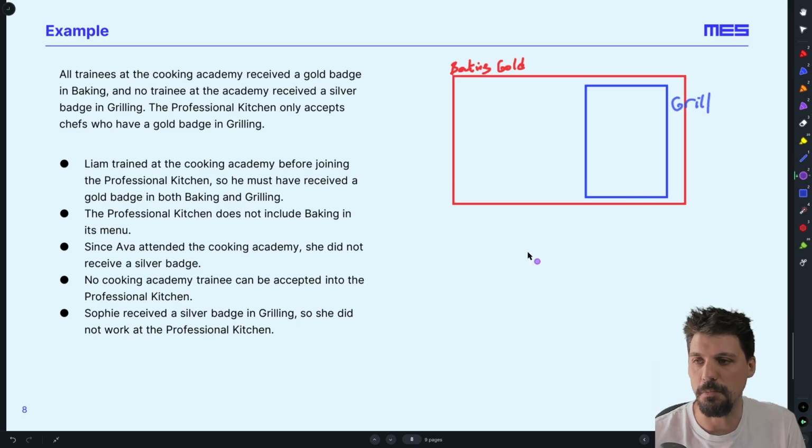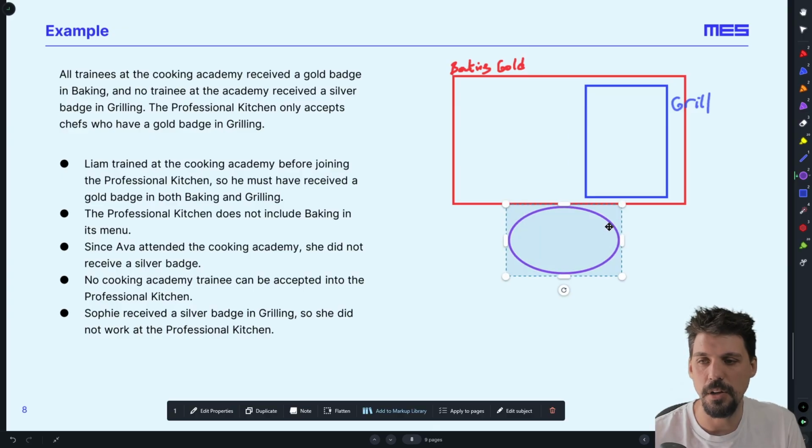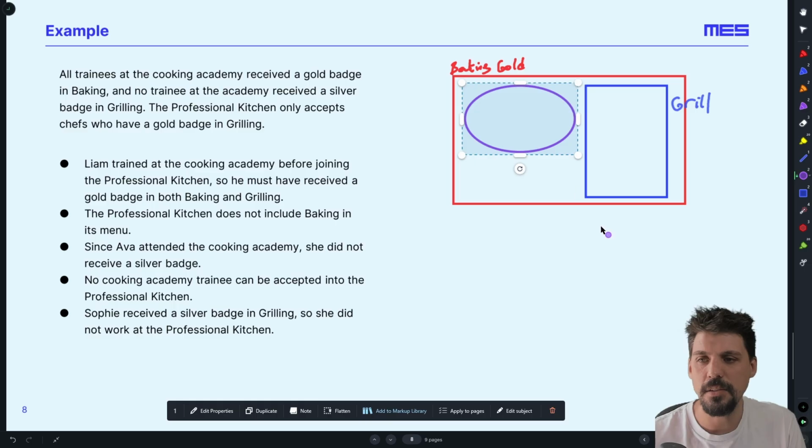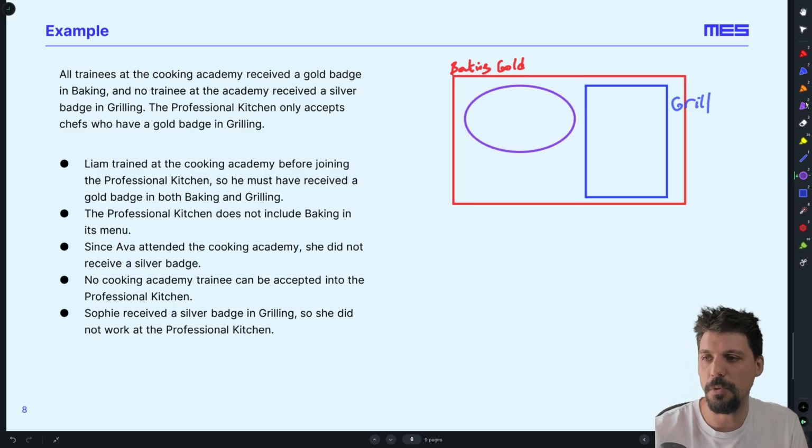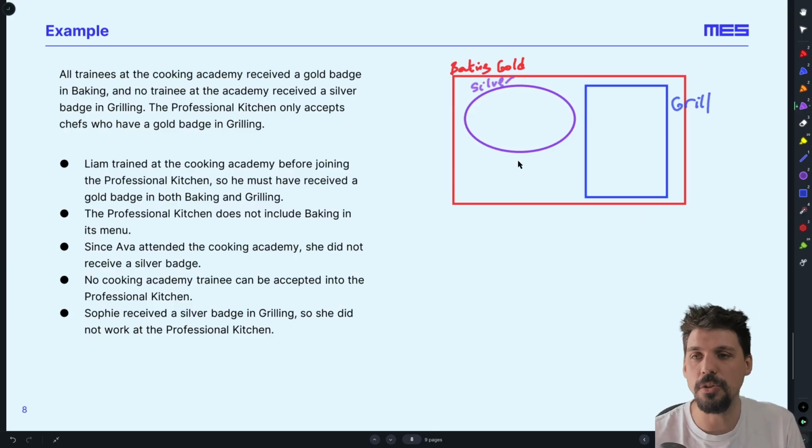I don't know, let's do badges in purple. But none of them did grilling. So don't know why that's there. Okay, so it is possible to get a silver badge in something else, right? You're at the academy, you can do another subject that isn't baking or grilling, but if you got a silver badge of some description, it's automatically not in grilling. So I'm going to represent this way.